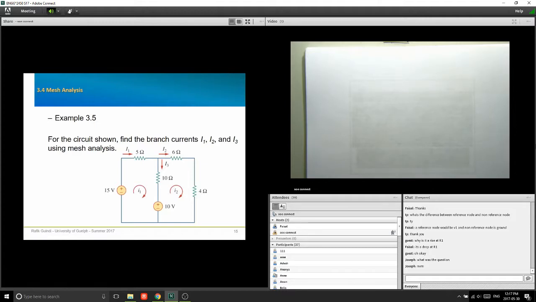Find the branch currents. See, they're very specific here. They're saying find the branch currents using mesh analysis. So we're going to do the mesh analysis. We're going to end up with mesh currents, but we still have to find the branch currents because that's what is the real current, the physical one.